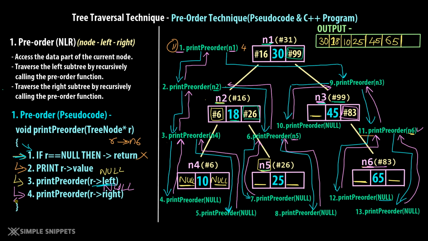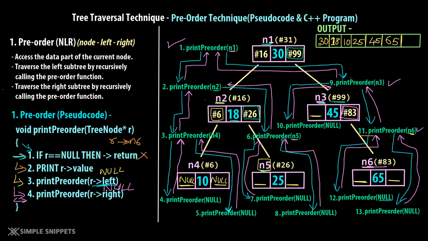So from step 4 there is nothing else to go, which means even 9th print preorder has completed its execution, which means it will go back to its calling function. Who called 9th print preorder? It was the very first print preorder call, right? You can see the blue arrow. So it will go back to the first print preorder, and first print preorder was paused at step 4. So it will resume its execution. But after step 4 there is nothing to execute, which means even this will be done with its execution.